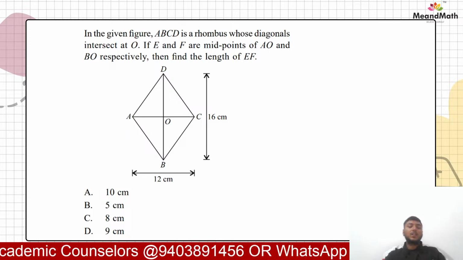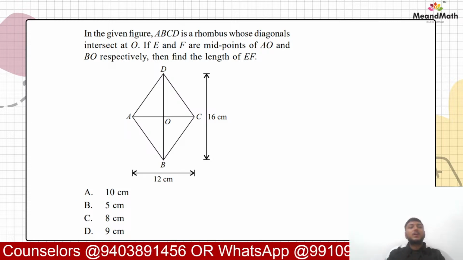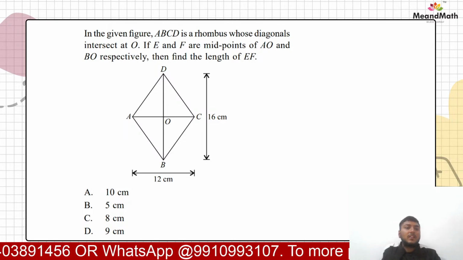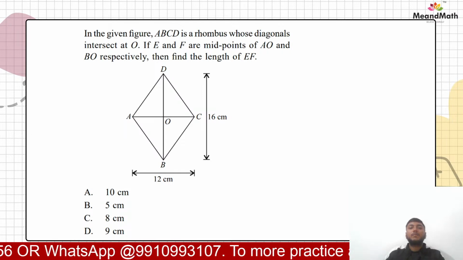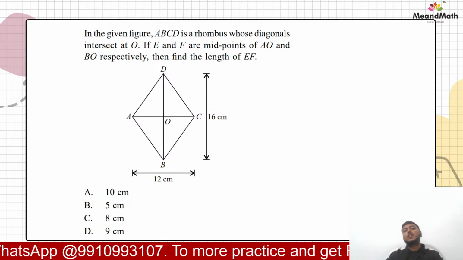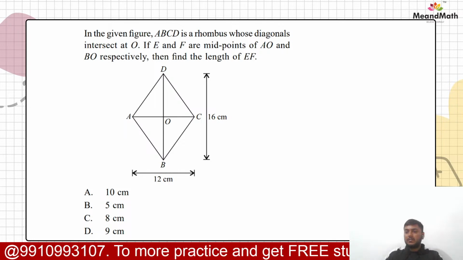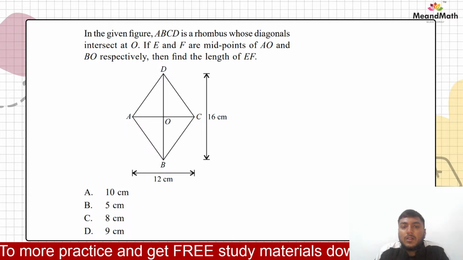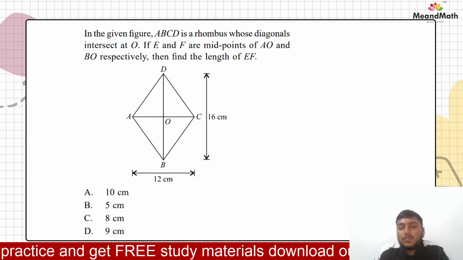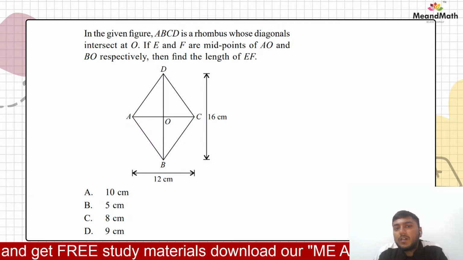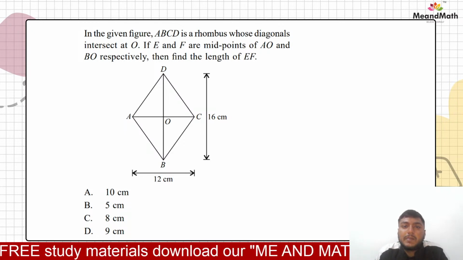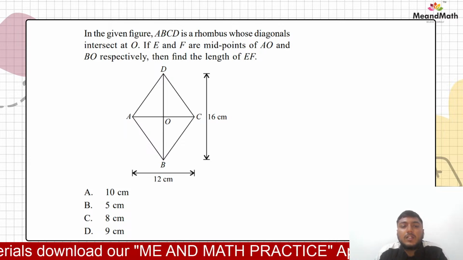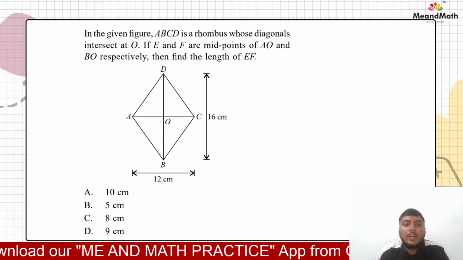Now let us move on to the next question. In the given figure, ABCD is a rhombus whose diagonals intersect at O. If E and F are midpoints of AO and BO respectively, then find the length of EF. We have to find the length of EF. So now we have to locate the points E and F in this figure. E and F are not there in the figure, so we have to construct E and F.